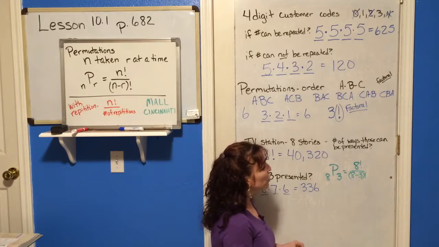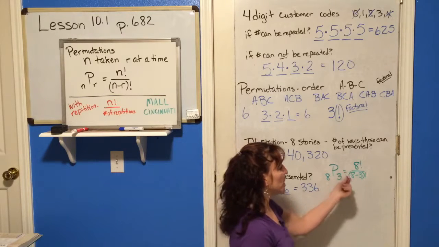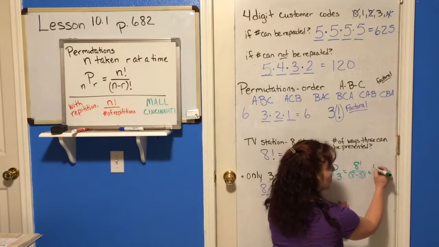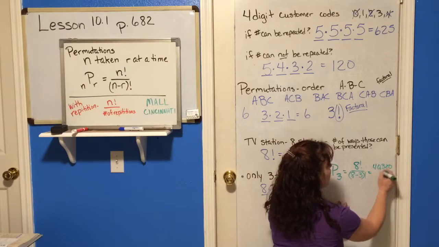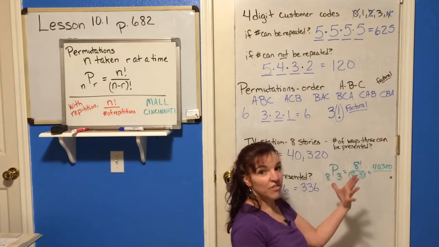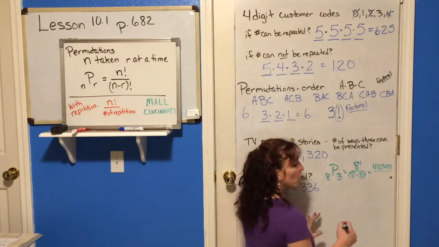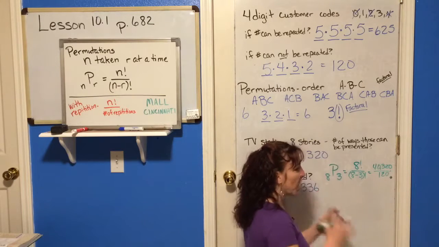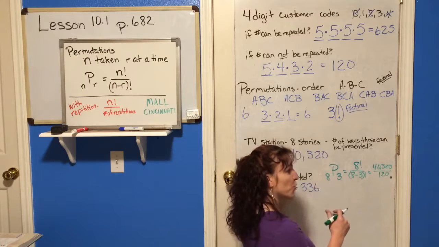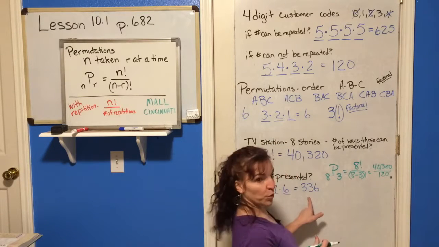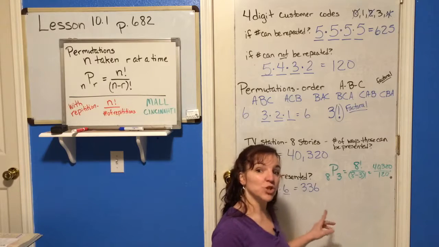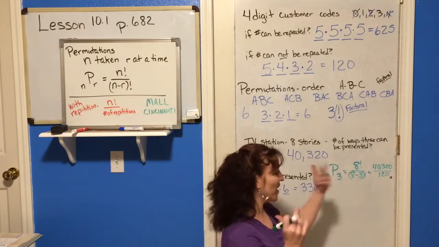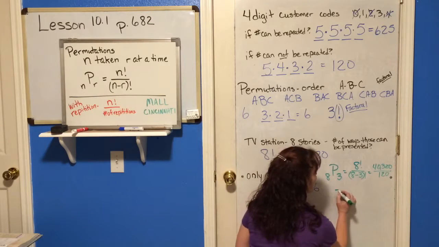Now here, there are 2 different ways you can work this. You can either take 8 factorial, which is 40,320, and then take 8 minus 3, which is 5, and plug in 5 factorial, which is 120, and then take 40,320 divided by 120, and you should end up with 336. Another way to do this, and this is just the way I like to do it, you can do it either way. Either way is fine. Let me show you how I do it. I do it this way.